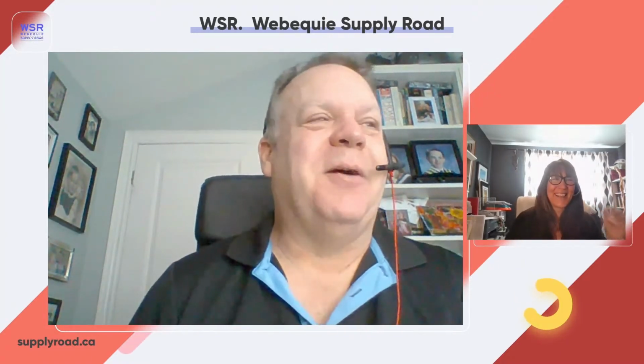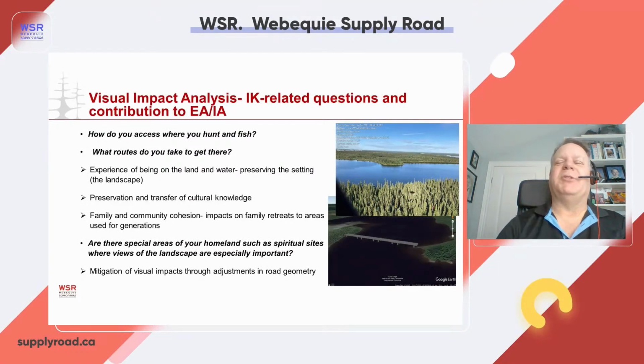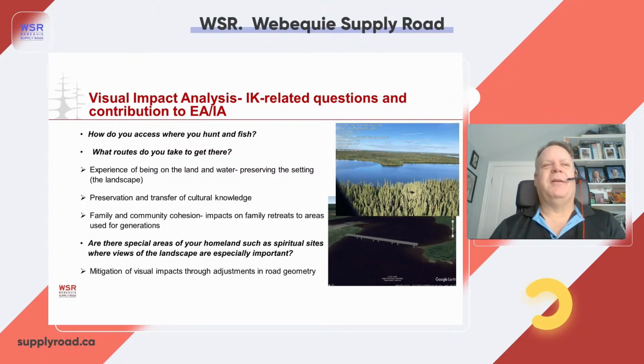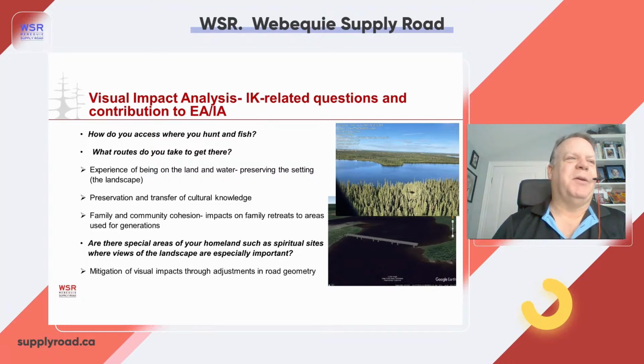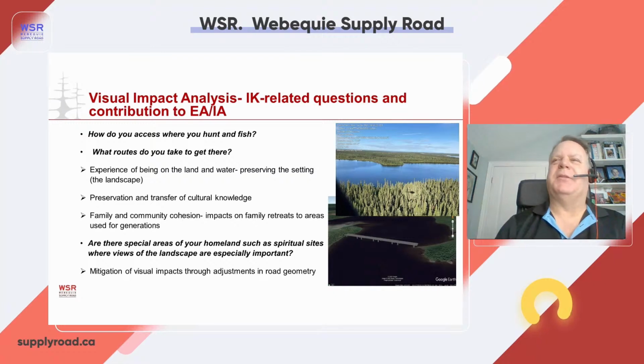That's too easy. So let's talk about visual impact analysis. This is one that maybe people don't always think about, but it's actually part of an environmental assessment. And I think you were touching a bit on it before when you were talking about sitting out in the bush by yourself quietly, just enjoying the experience, right? And that's what we're getting at with the visual impact analysis: understanding how people get to where they hunt and fish. I mean, the hunting and fishing experiences aren't just going out and hunting and fishing. To a large extent, they're spiritual experiences as well, right?